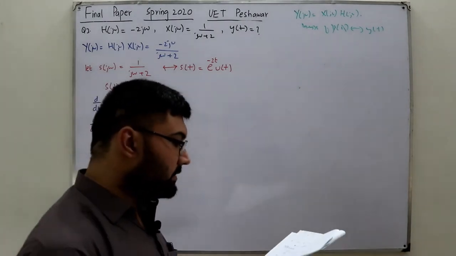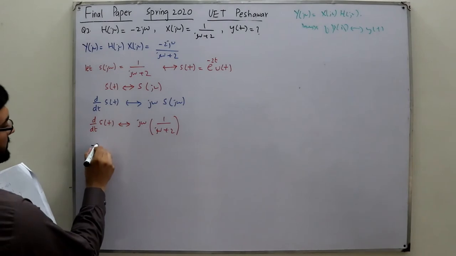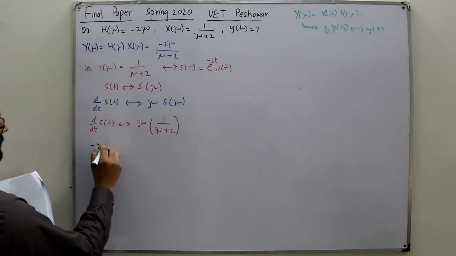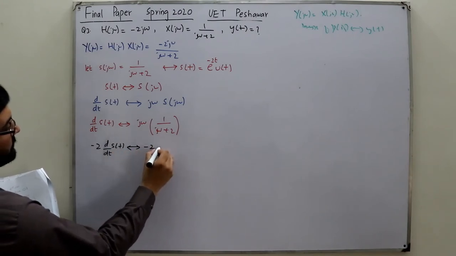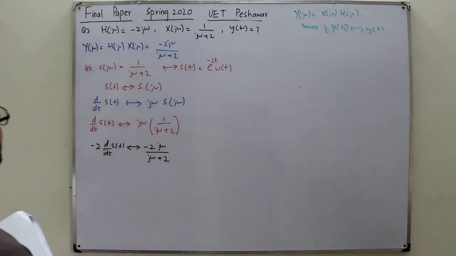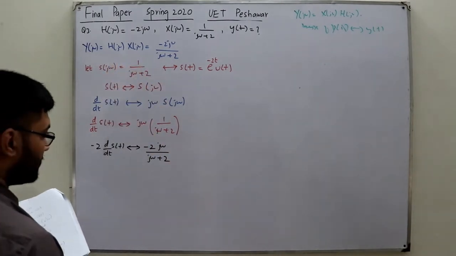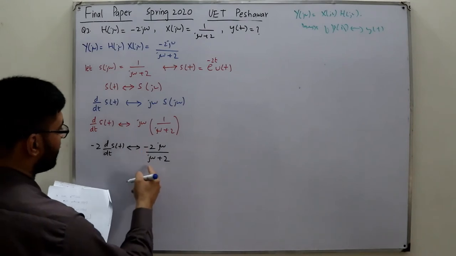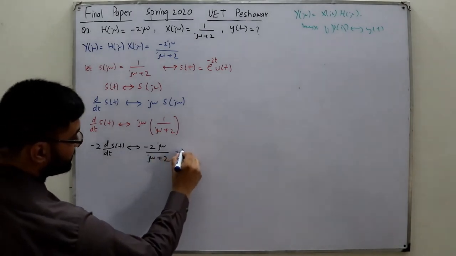It would be. Similarly, if I multiply by a negative 2 on both sides, you would have negative 2 j omega divided by j omega plus 2. Have a look. Isn't this your Y of j omega? It is. This one, this is your Y of j omega.